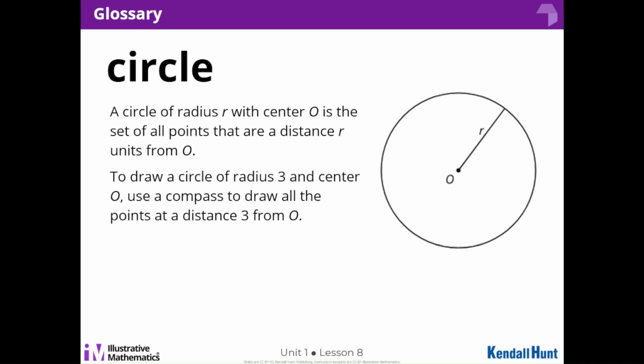Next up, we have circle. A circle is simply a collection of points that are all the exact same distance from the center point. That distance from the center point to the circle itself is known as the radius. Because all of the points are the same distance from the center, then every radius is also the same length.